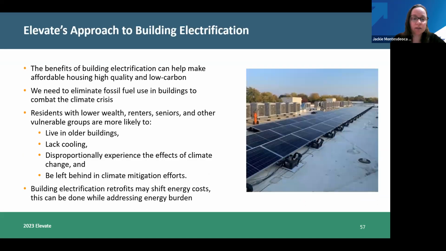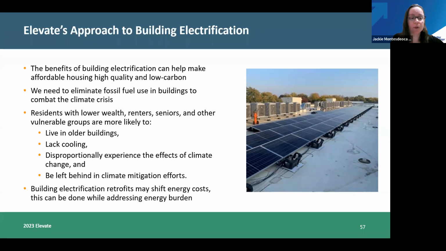Our approach is one that tries to focus equity as part of electrification. So we know we want high quality affordable housing, we want to eliminate fossil fuels, and we know that we want to work with communities that have been historically redlined or disinvested, and that end up being lower wealth, renters, seniors, and other vulnerable groups that are also more likely to live in old buildings and lack cooling, and disproportionately experience the effects of climate change, whether that's by heat waves or other climate disasters.